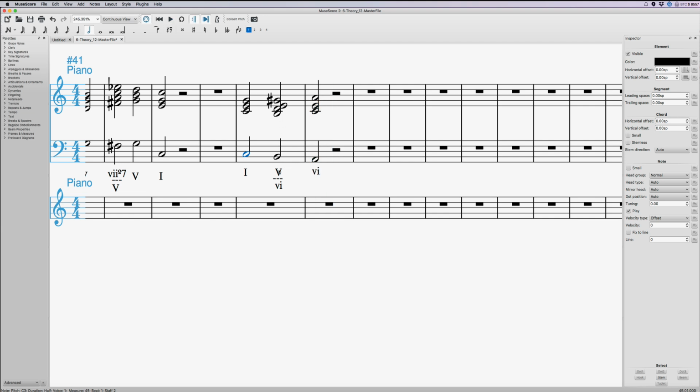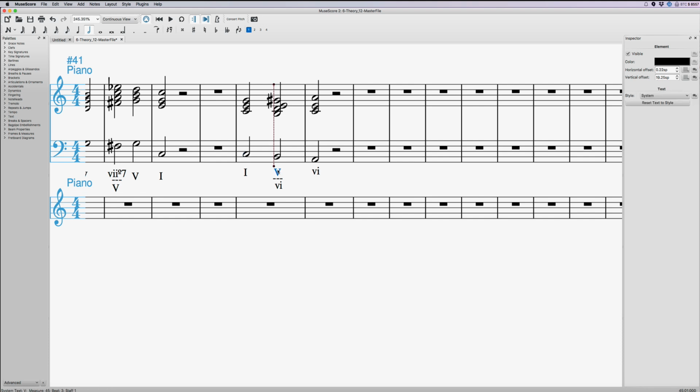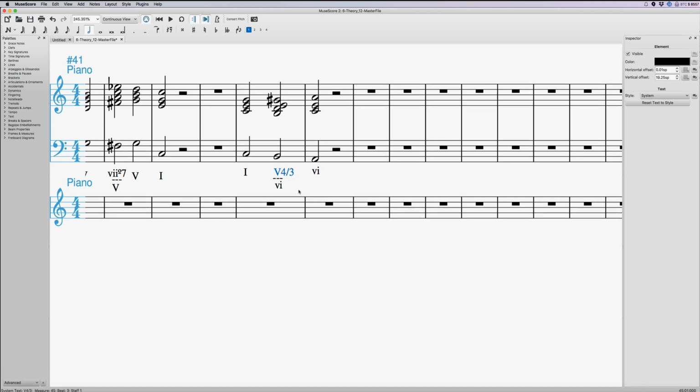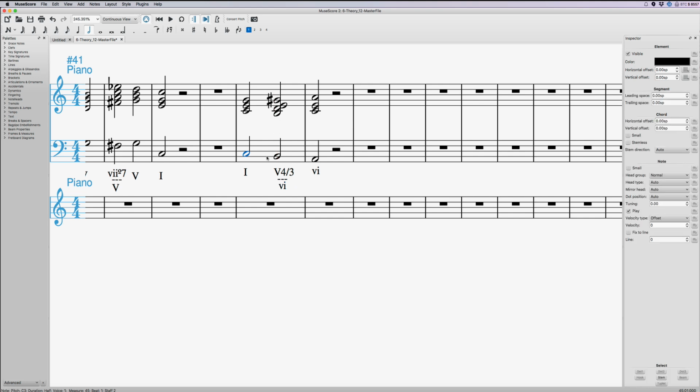Now if I want to label this correctly, I would call this a 5-4-3 would be my inversion. So 5-4-3 of 6 is my actual definition because I have this bass line. I don't have the root in the bass here, right? I have the 5th in the bass. So 5-4-3 of 6. That's a lot of numbers, right?